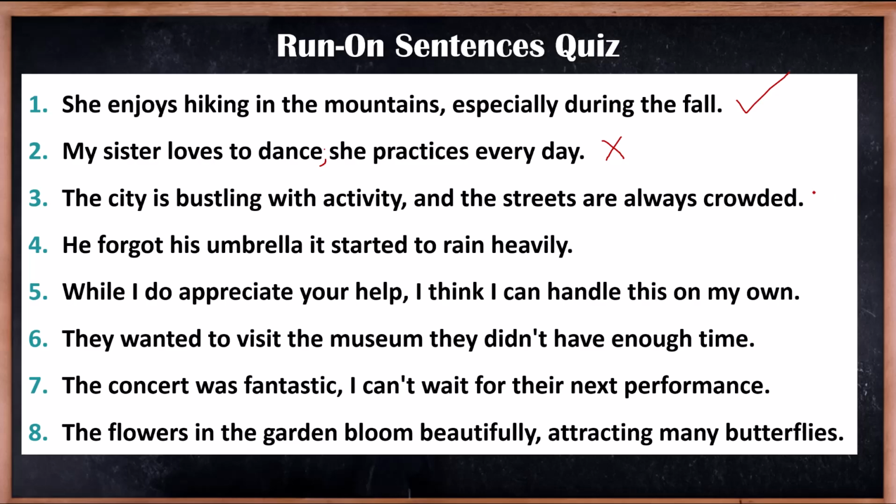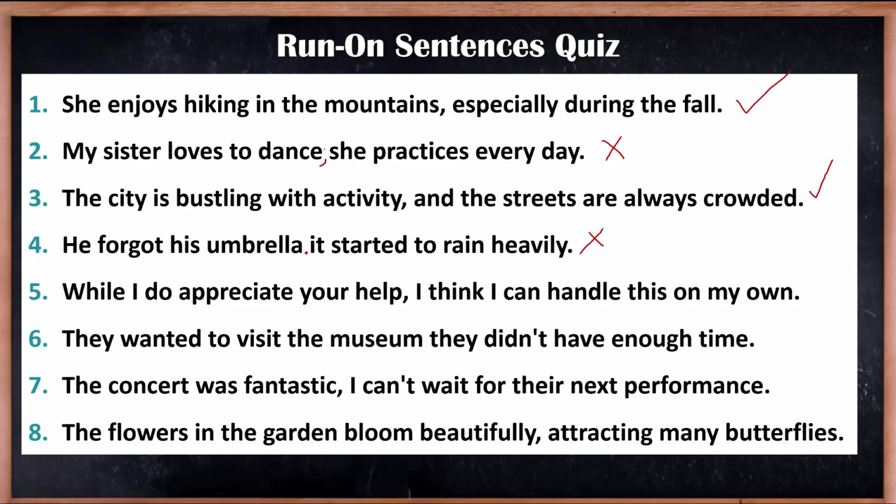Number 3 is not a run-on sentence. This is correct. We have 2 independent clauses. The city is bustling with activity. The streets are always crowded. And they're connected with a comma plus a coordinating conjunction. So that's correct. Number 4 is incorrect.